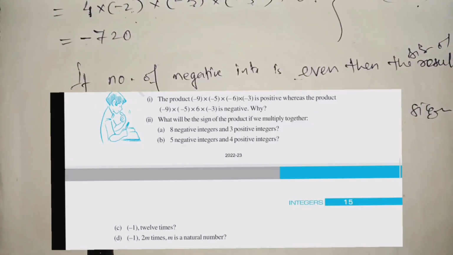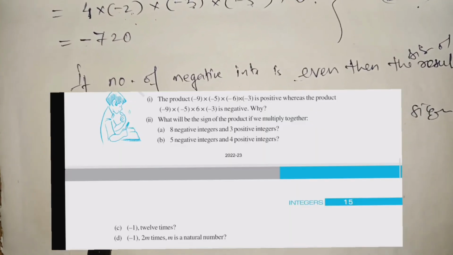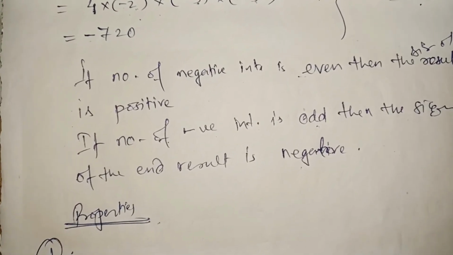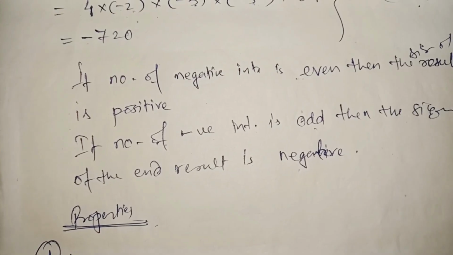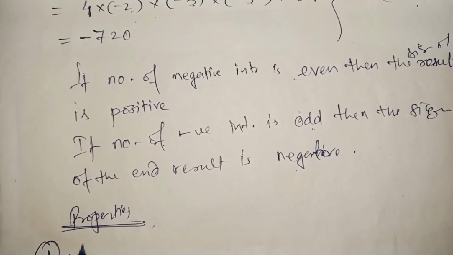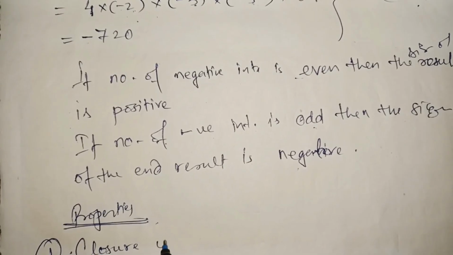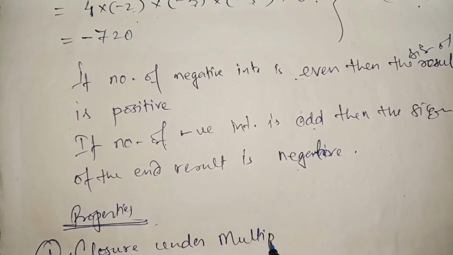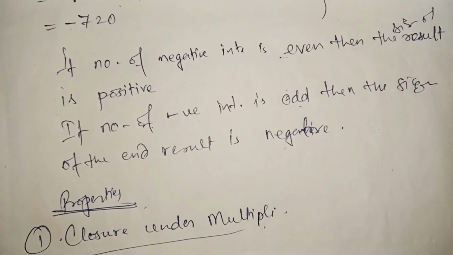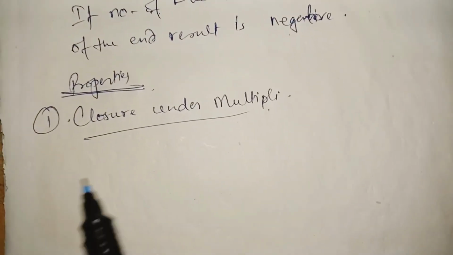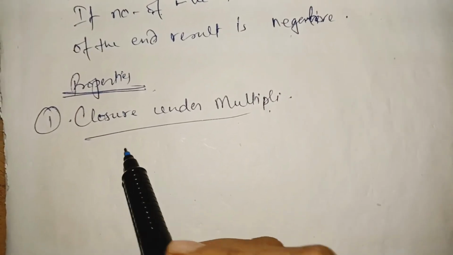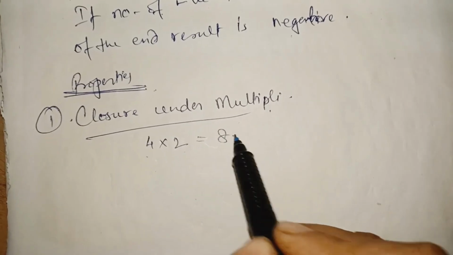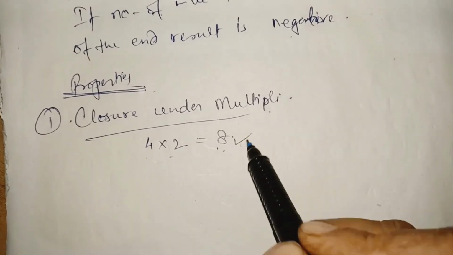Try to solve this. Properties. The first property we'll see here, the closure property under multiplication. Closure under multiplication means what? If we multiply any two integers, अगर हम किसी दो integers को multiply कर रहे हैं, suppose 4 into 2, both of these are integers, what is the result? 8. If we multiply, we are getting an integer.